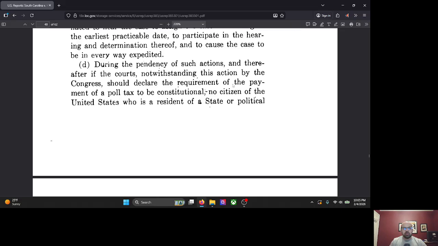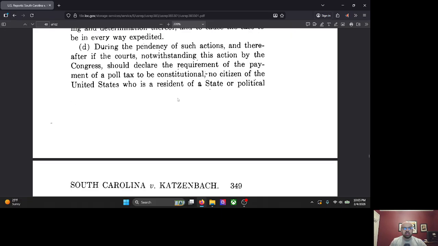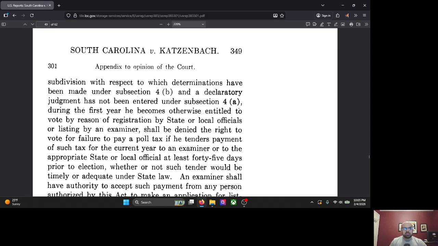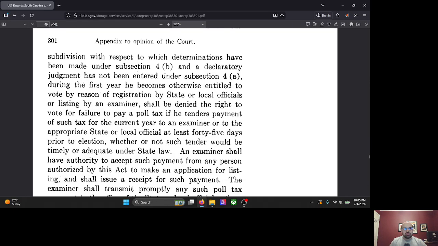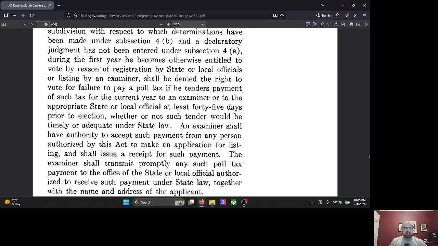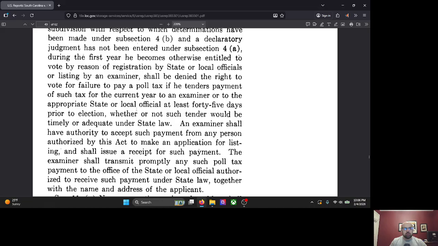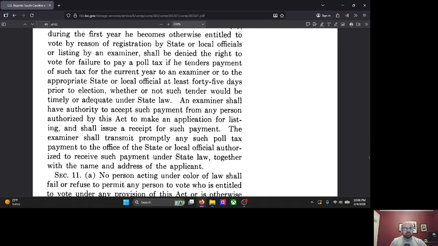D. During the pendency of such actions and thereafter if the courts, notwithstanding this action by the Congress, should declare the requirement of the payment of a poll tax to be constitutional, no citizen of the United States who is a resident of a state or political subdivision with respect to which determinations have been made under subsection 4b and a declaratory judgment has not been entered under subsection 4a, during the first year he becomes otherwise entitled to vote by reason of registration by state or local officials or listing by an examiner, shall be denied the right to vote for failure to pay a poll tax if he tenders payment for such tax for the current year to an examiner or to the appropriate state or local official at least 45 days prior to election, whether or not such tender would be timely or adequate under state law.